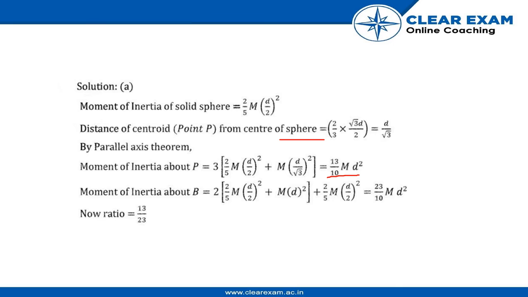Similarly, we find the moment of inertia about B, which comes out to be 23/10 m d². Now the ratio is 13/23.